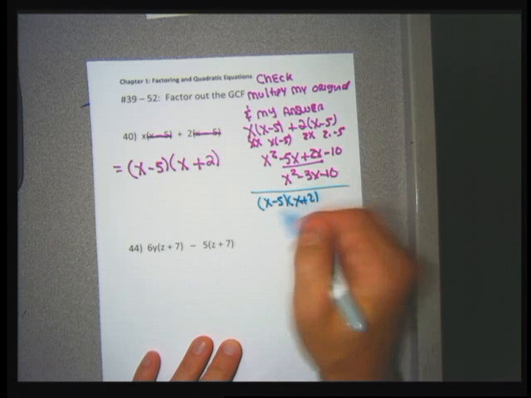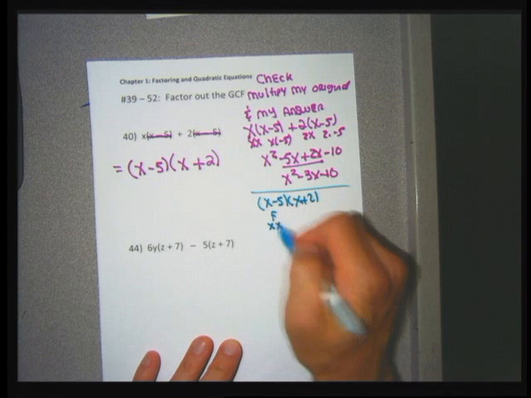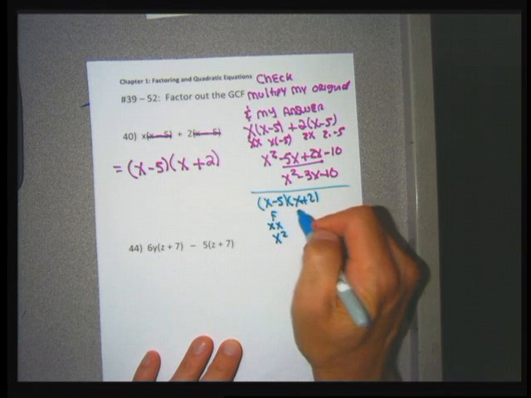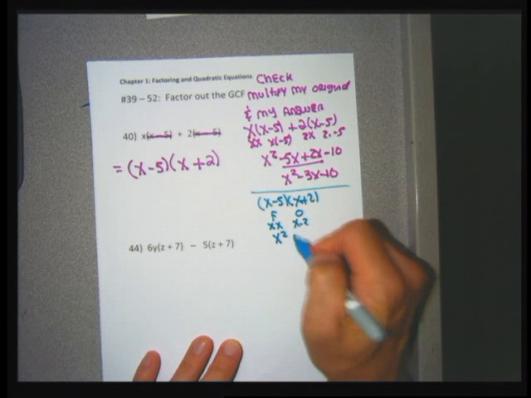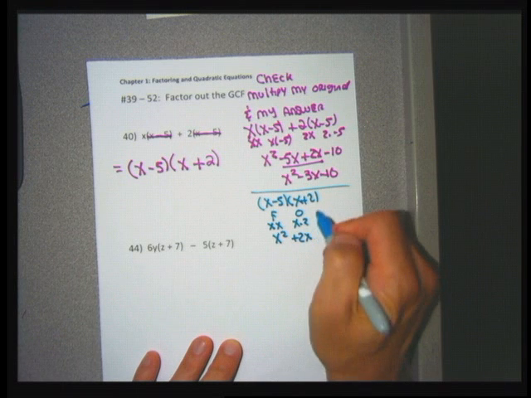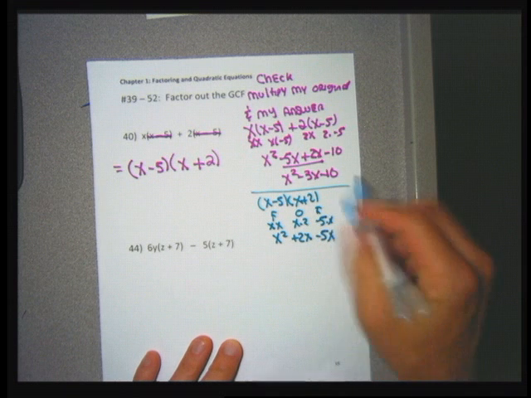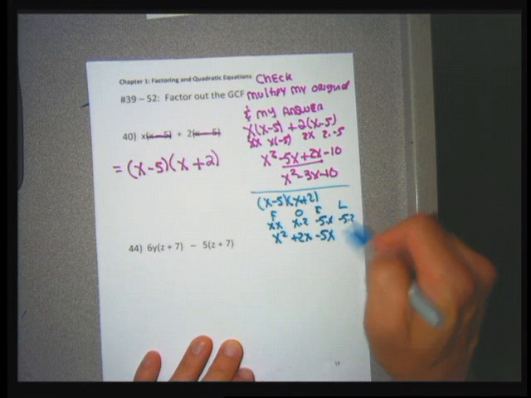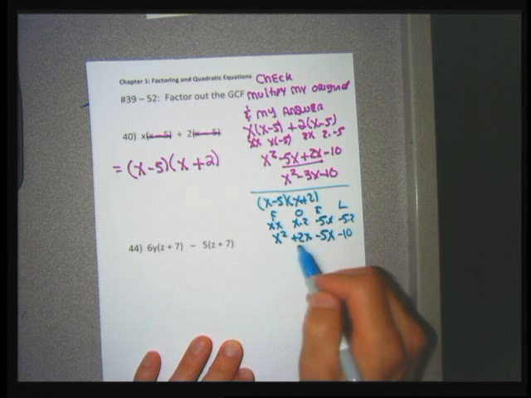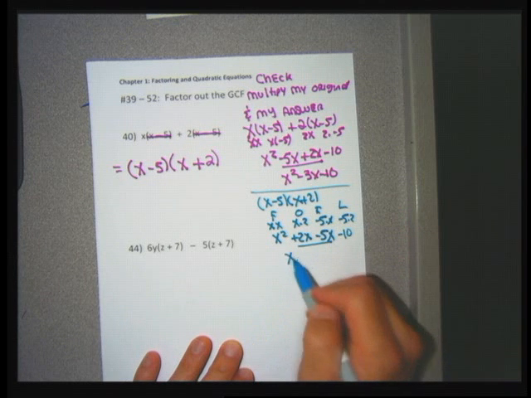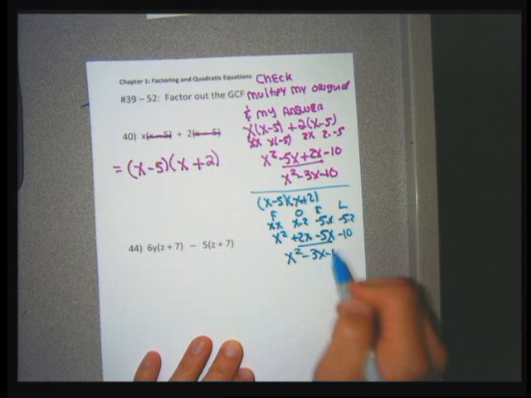I'll do foiling. Firsts are x times x, which is x squared. Outers are x times 2, which is a positive 2x. Inners, minus 5 times x, which is minus 5x. Lasts, minus 5 times 2 is minus 10. The outers and the inners here combine to be a minus 3x. You get x squared minus 3x minus 10.